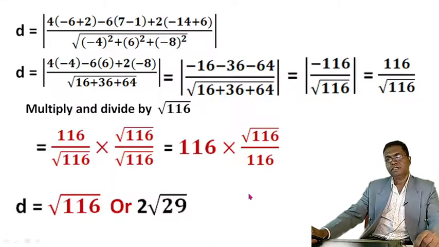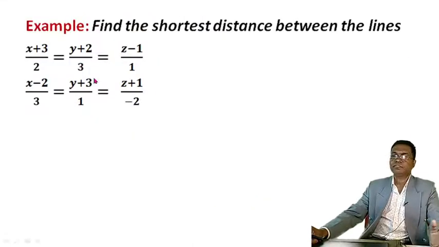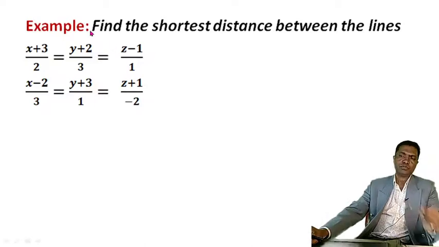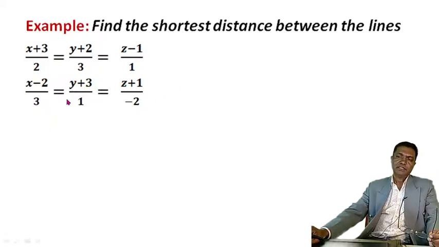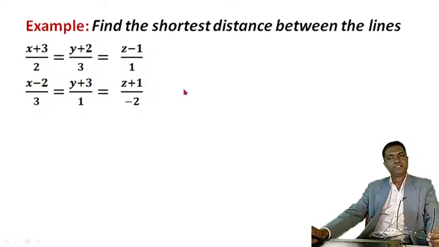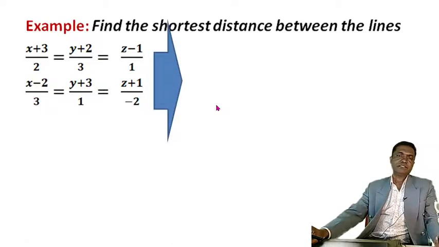So we'll have one more example. Find the shortest distance between these two lines. As I said, compare these with the given standard equations and find immediately x1, y1, z1 and x2, y2, z2. So what are x1, y1, z1? Minus 3, minus 2 and 1. So x2, y2, z2 are 2, minus 3, minus 1. And these are a1, b1, c1 and these are a2, b2, c2. Once you know these, everything is simple.